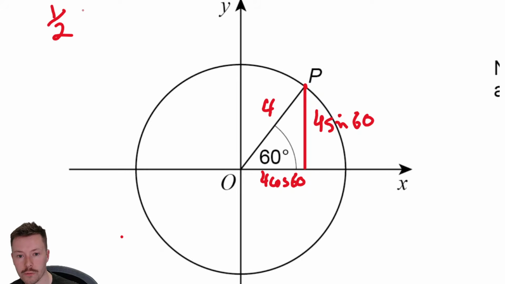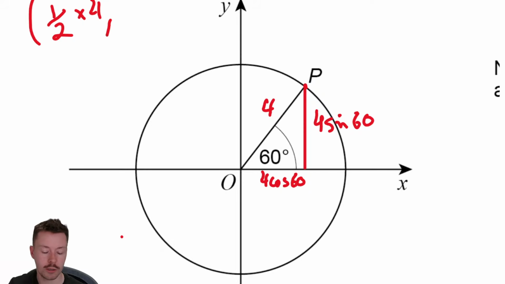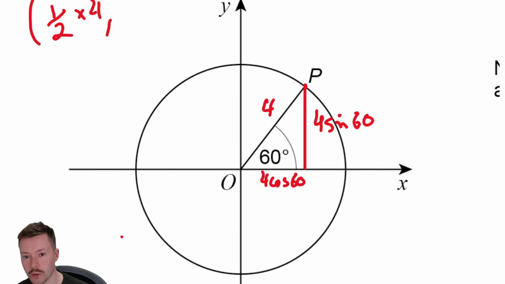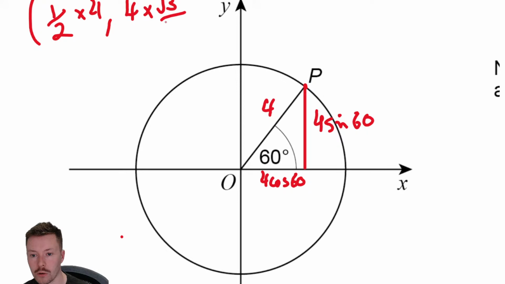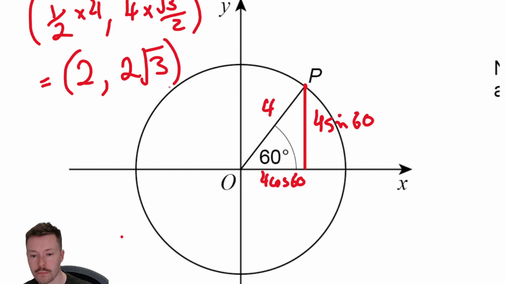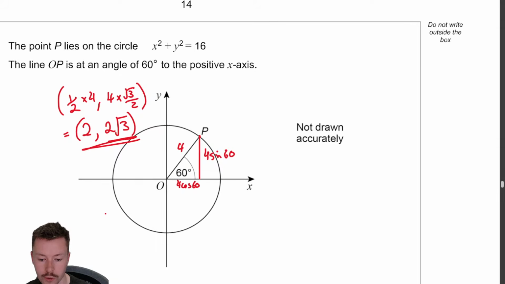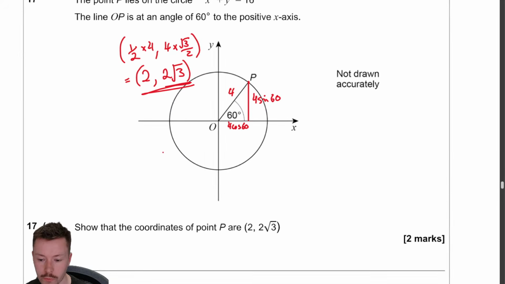So we get a half times 4 is our x. And then we're going to get sin 60: 0, 30, 45, 60. So that's going to be √3 over 2 times by 4. So 4 times √3 over 2 equals 2 and then 2√3. So that's the first bit done. Nice question though. Nice question.